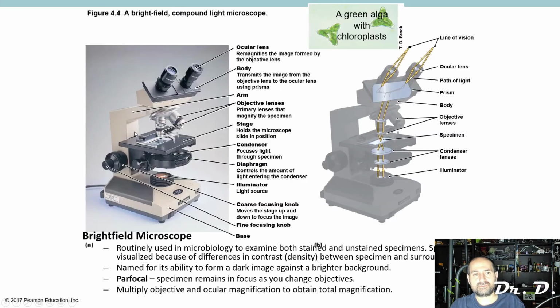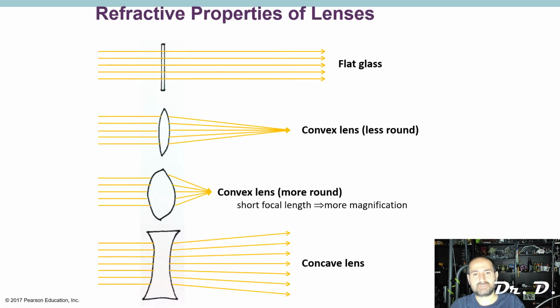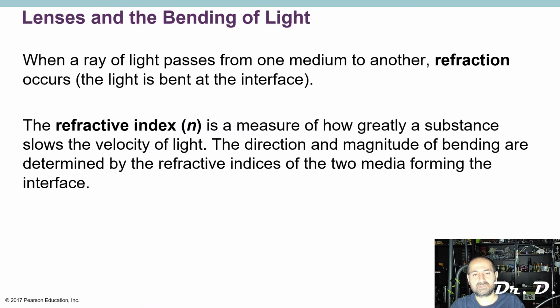In fact, let me show you something. We're going to come back, but look at this. Again, when a ray of light passes from one medium to another, refraction occurs. That means light is bent at the interface, and remember, it's bent towards the normal. What does the normal mean? The normal means perpendicular to the surface of the plane. You don't need to know that from my class, but the refractive index is a measure of how greatly a substance slows the velocity of light.